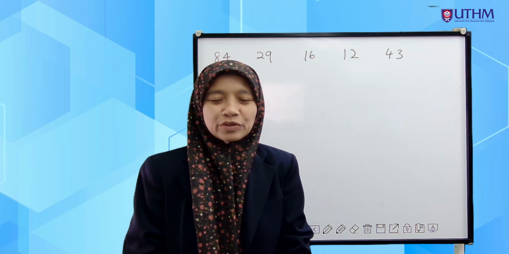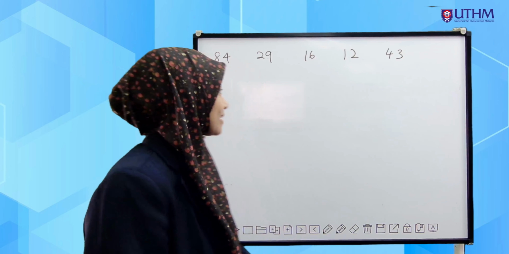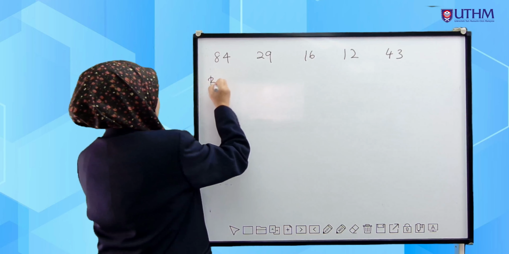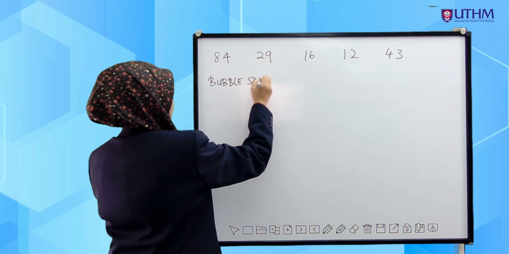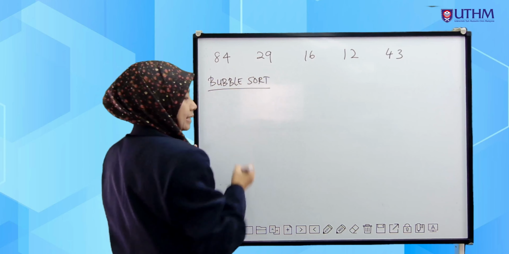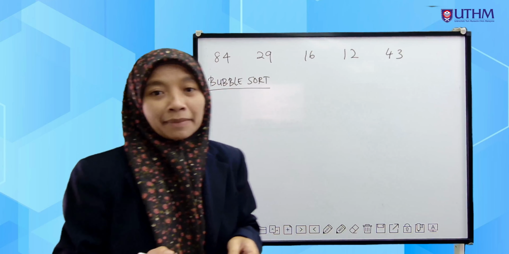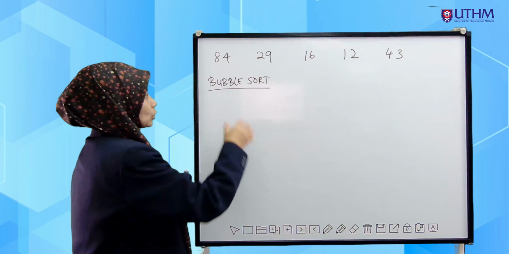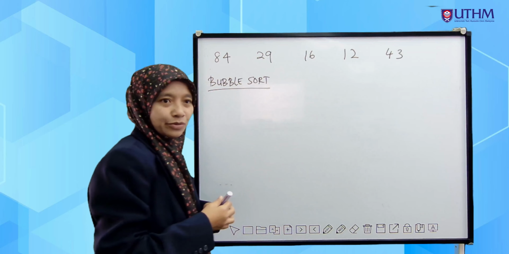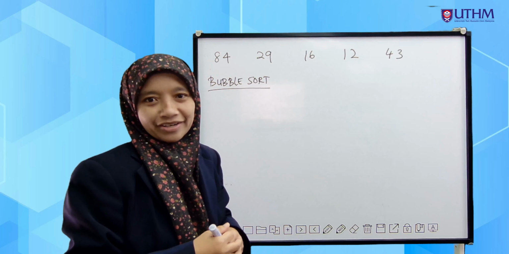Today, we are going to cover the topic on bubble sort. Okay, so we call this bubble sort. In this case, the ultimate goal is still the same. That is to arrange these values in ascending order.